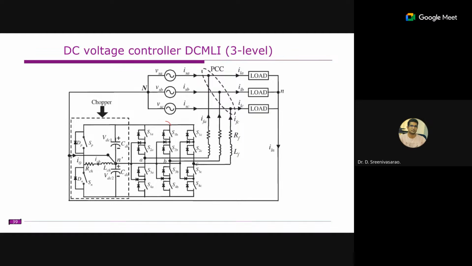Let us assume this is a diode clamp or T-type. The control strategy of both is the same. Your two split capacitors are there, this is one capacitor and this is another capacitor. The idea is the same. You connect one switch here and one switch here, and this is how the charge is balanced from one capacitor to the other capacitor. The same thing can be done if you have four capacitors. In a similar way you can balance the voltages.